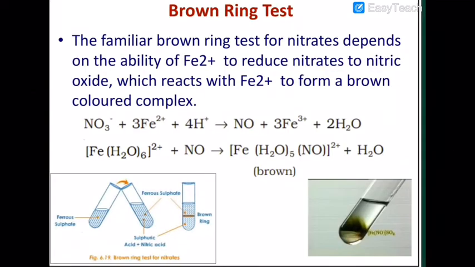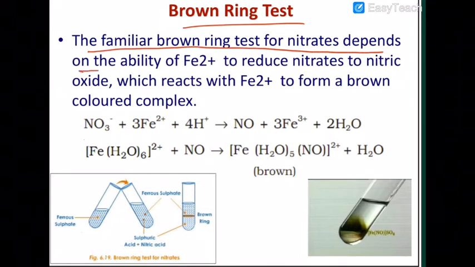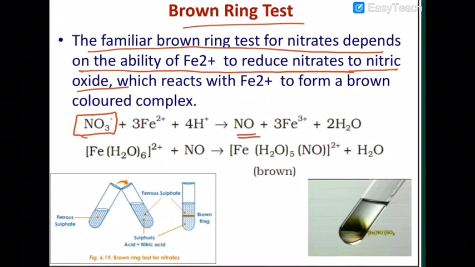Now we will go on to understand the ring reaction, the ring test. This reaction will be performed by all of you in the laboratory. The familiar brown ring test for nitrate depends upon the ability of Fe2+ ion to reduce nitrate to nitric oxide. So NO3- transforms into NO. This is the basic transformation reaction here. And remember one more thing.